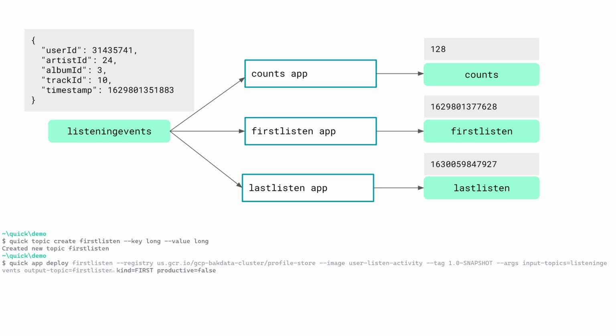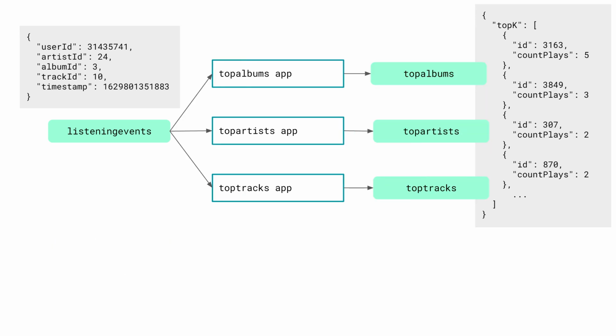Productive is set to false. For more information about how to create Kafka Streams applications like this, look at our Streams Bootstrap repository. For the counts app and last listen, the commands for creating the output topic and deploying the app are the same, only with changed names. In the counts app, there is no argument kind, and for the last listen app, kind is set to last. Let's continue to the more complicated applications that make the music charts.